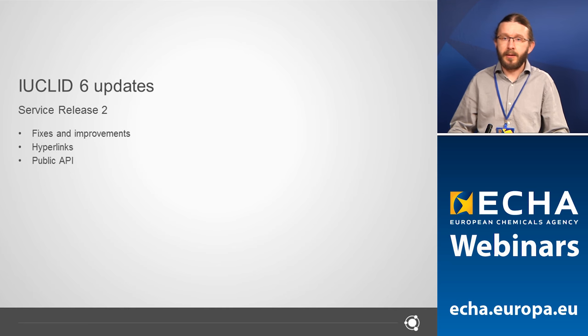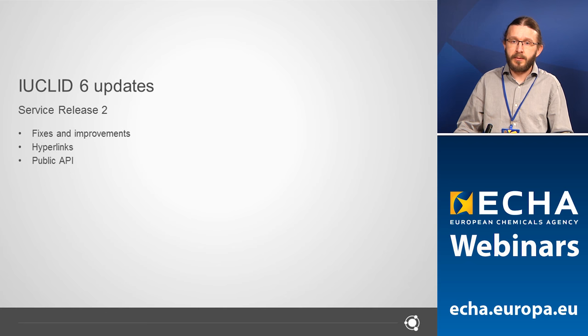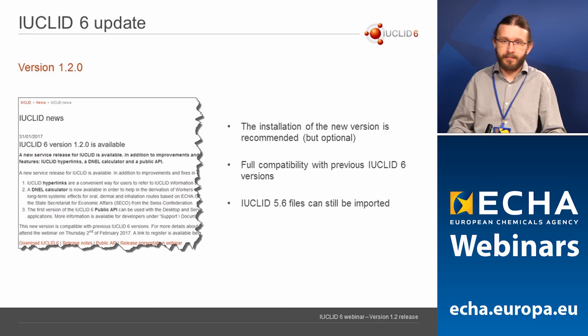So let's start with some updates on IUCLID 6. This webinar is on the service release that was made available on Tuesday this week. This service release 2 of IUCLID 6 provides fixes and improvements and different new features, among them hyperlinks and the public API, which I will describe during this presentation.